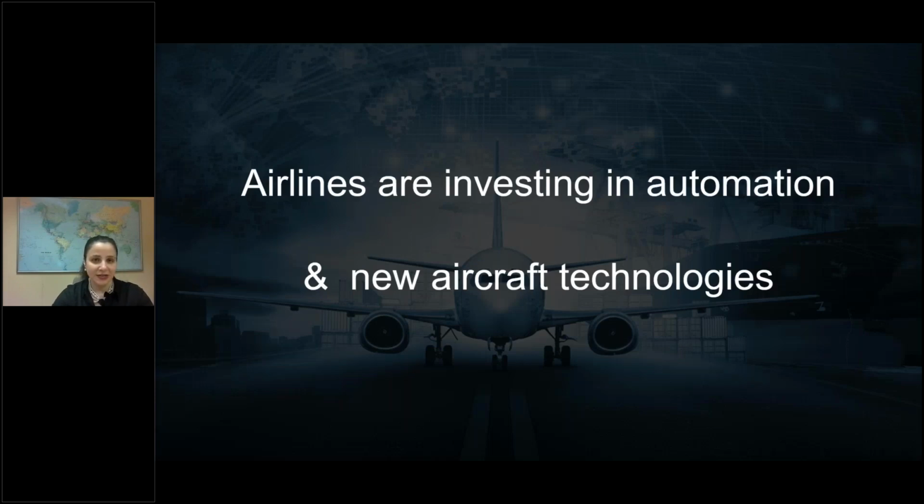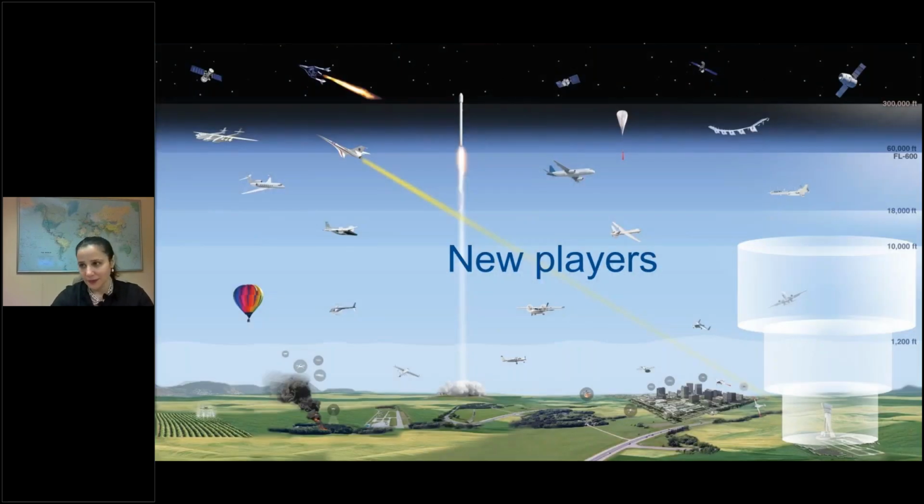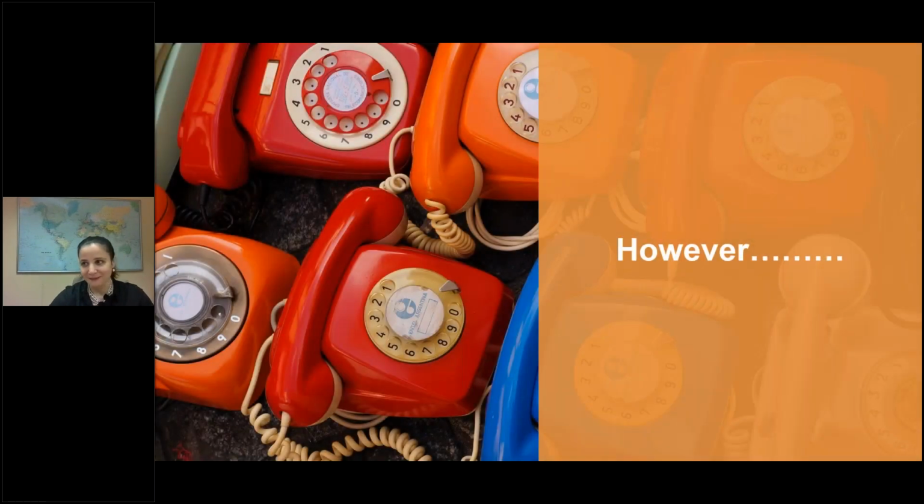At the same time, we are seeing that airlines are investing in automation and new aircraft technologies, and that is primarily motivated by different things, whether it's efficiencies, environmental targets, or even modernization of fleets. At the same time, we have new and emerging players in the airspace that need to be integrated in the ATM system. And therefore, these types of new aircraft also require different types of infrastructure integration, because they have varying performance and automation.